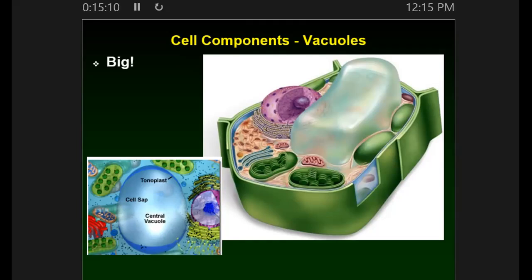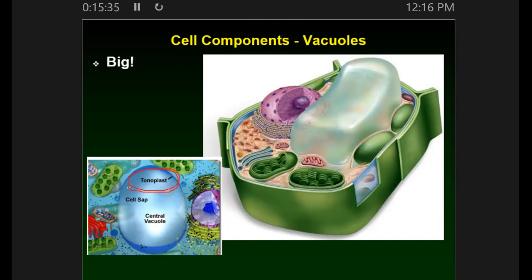Okay, so the term given for the membrane that surrounds the vacuole is the tonoplast. So please get that one nailed down as well, the tonoplast. And the vacuole is mostly for water storage, but there's other things in there too: enzymes, pigments, proteins.